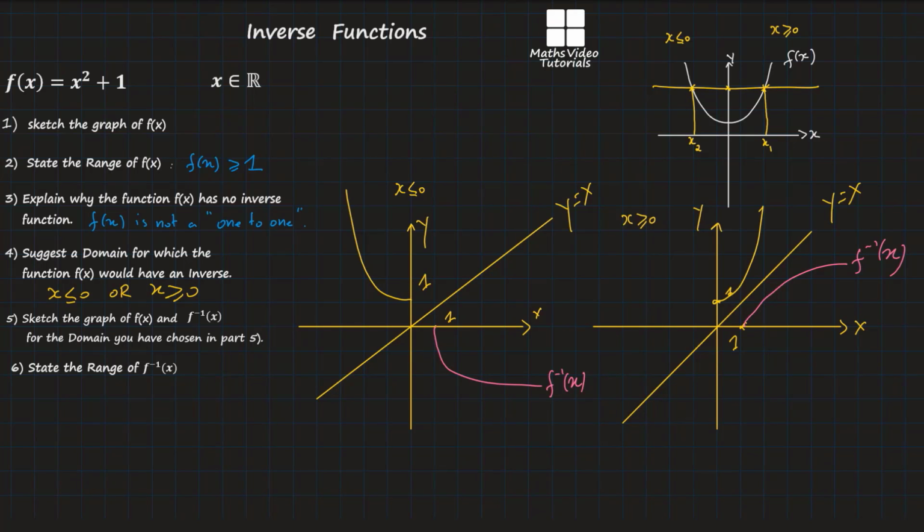Now for the range, we know that the range of the inverse function is the same as the domain of the original function. So the range for this function is going to be less or equal to 0. And for this function, the range will be greater or equal to 0.